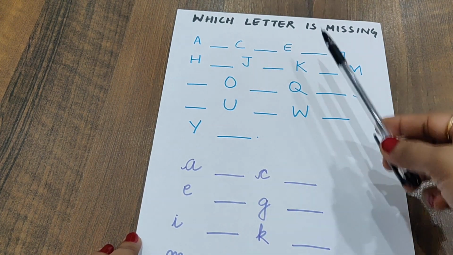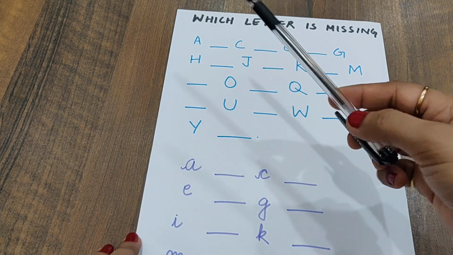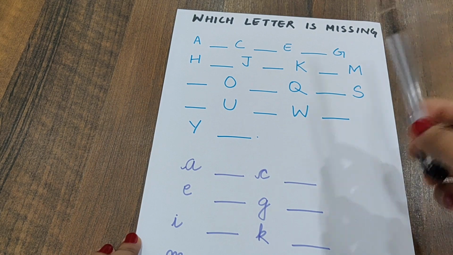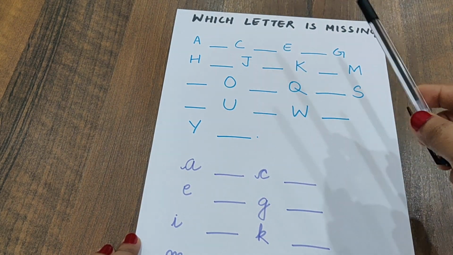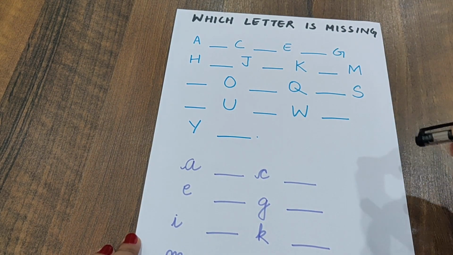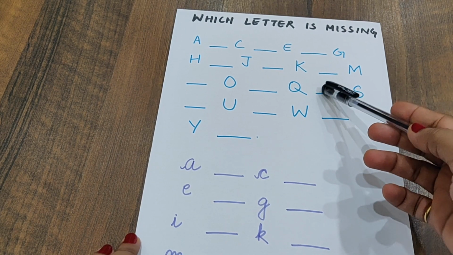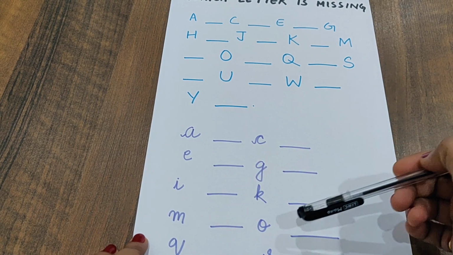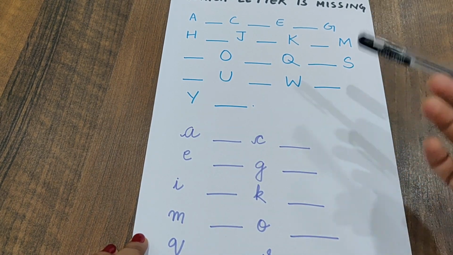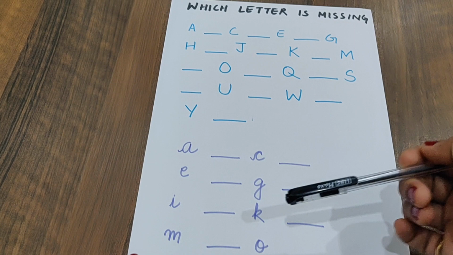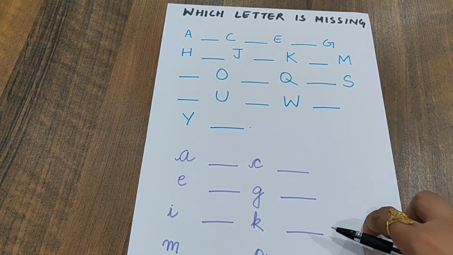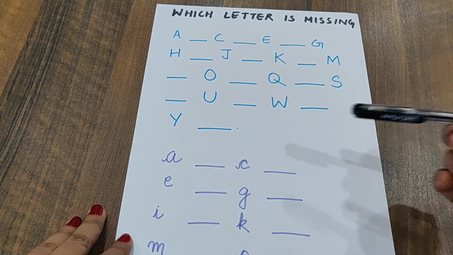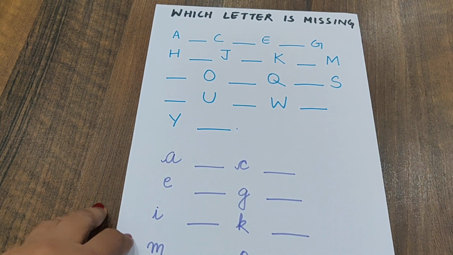Obviously the child has to sing that ABC song and identify and figure out which particular alphabet is going to fall next to the previous one. So this is about which letter is missing. Now as and when you do it for the uppercase letters, you should also try doing the same for the lowercase letters. Whatever you do for uppercase, make sure that you are doing the same for lowercase letters as well. So this was regarding which letter is missing. So basically figuring out the missing letters.